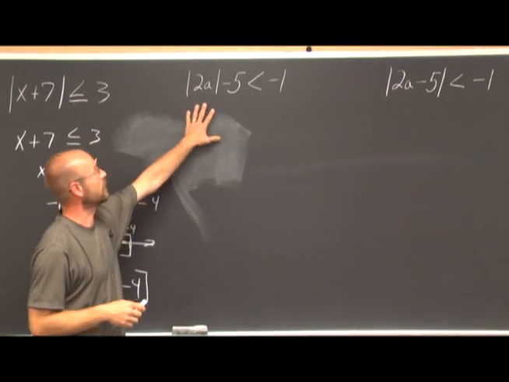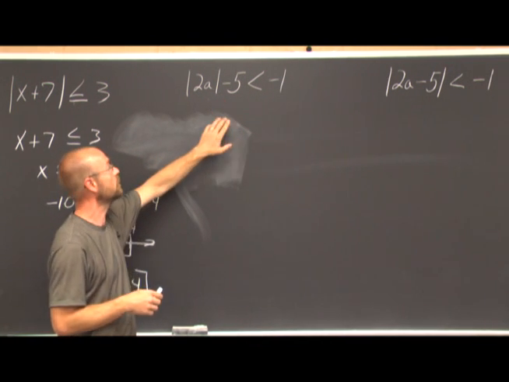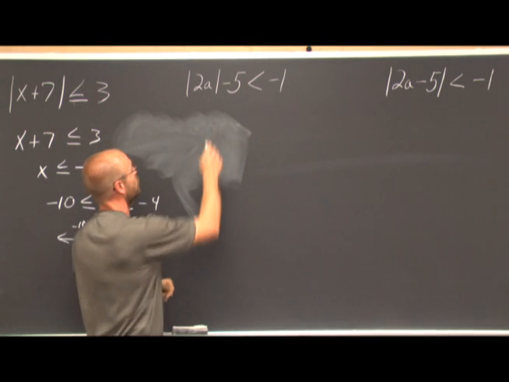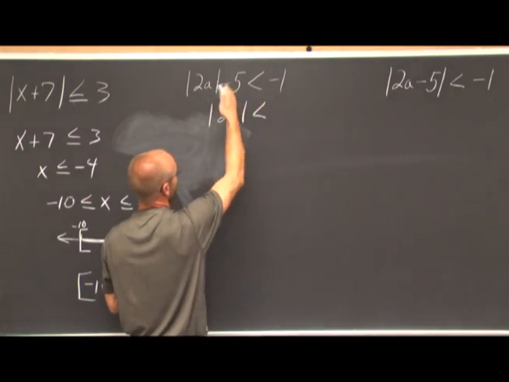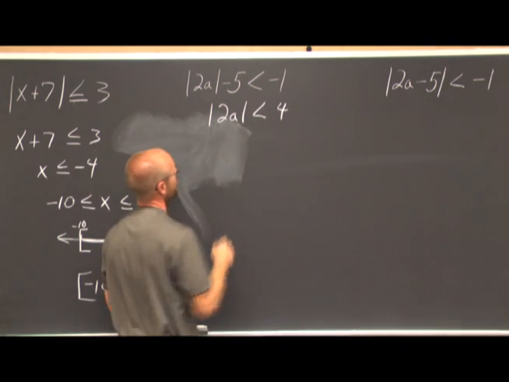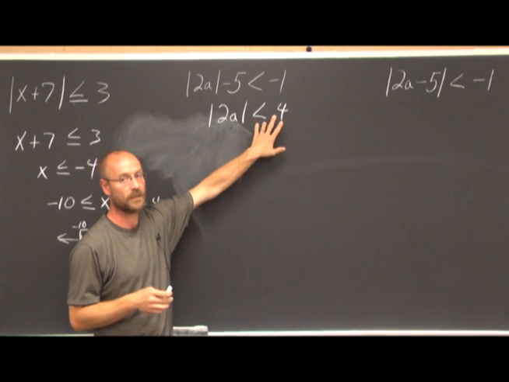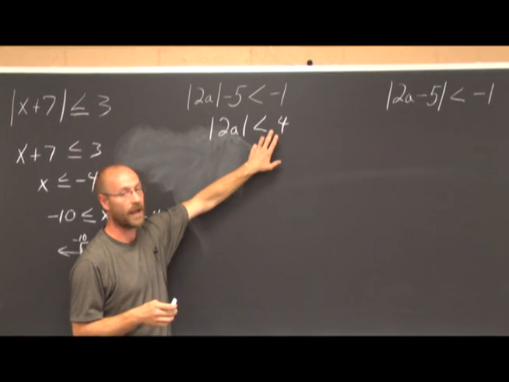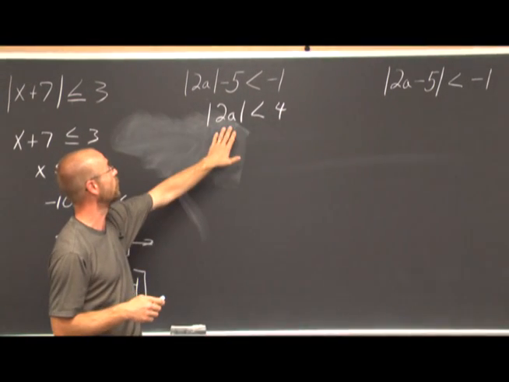All right, our next example, notice that our absolute value is not isolated. So that's the first thing we need to do. We need to add 5 to both sides. So I get the absolute value of 2a is less than 4. Less than tells me look for an intersection, an and statement, the values, the distances that are less than 4.